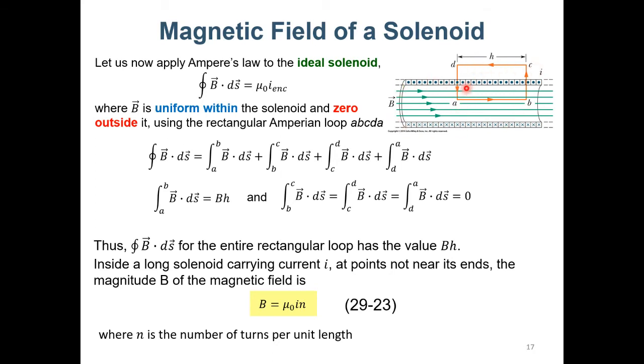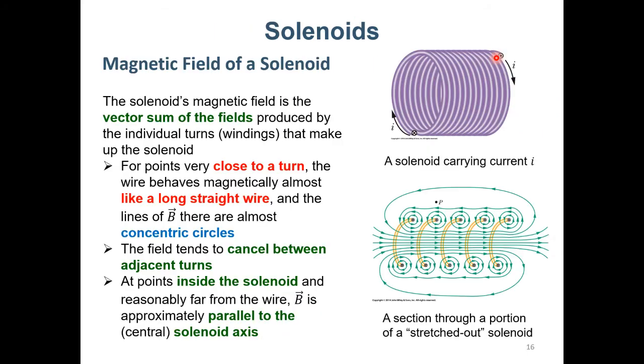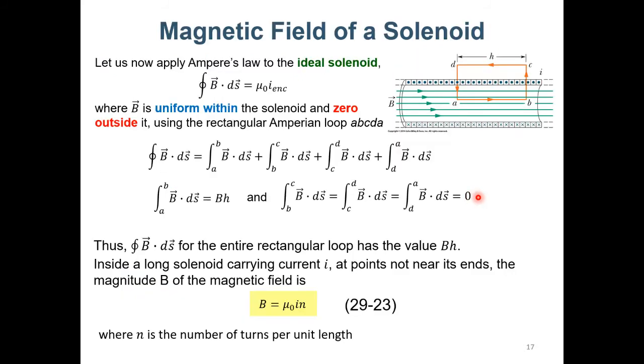And outside of this solenoid, we assume the B field is very small. We consider that outside of this loop, the B field is very small, so we consider the B field for the path CD to also be zero. So we will assume this term to be zero. The reason for this term to be zero and these two terms to be zero are different. These two terms have a similar reason, and this one has another reason: we assume the B field outside the solenoid to be zero. So the only remaining term is this one.